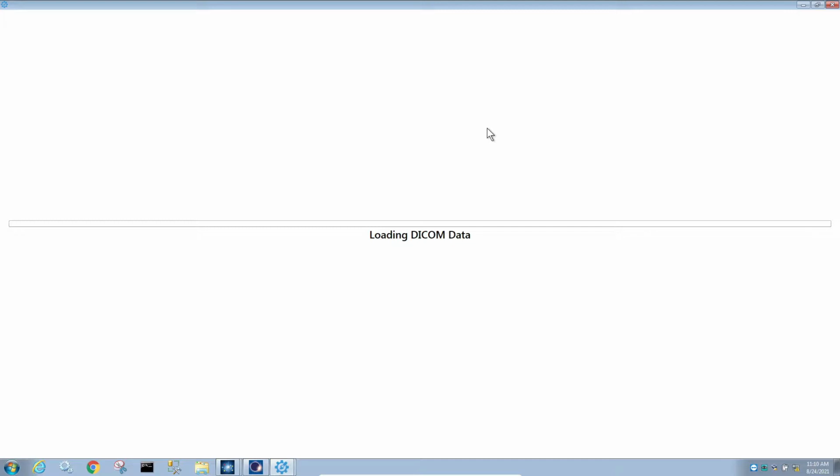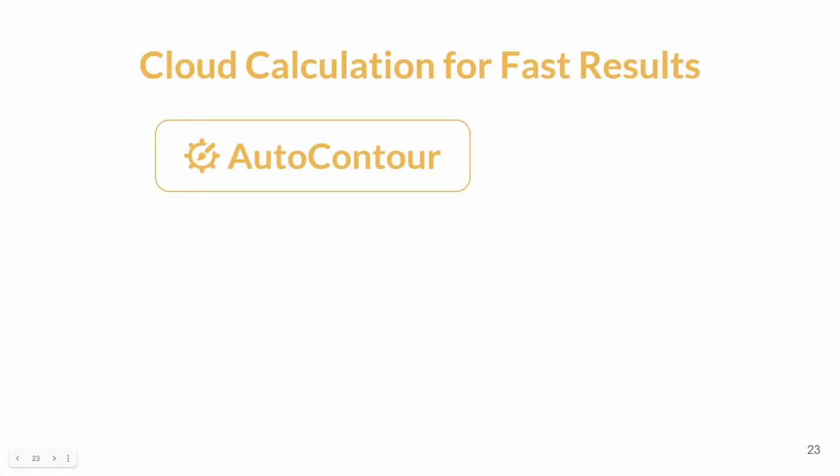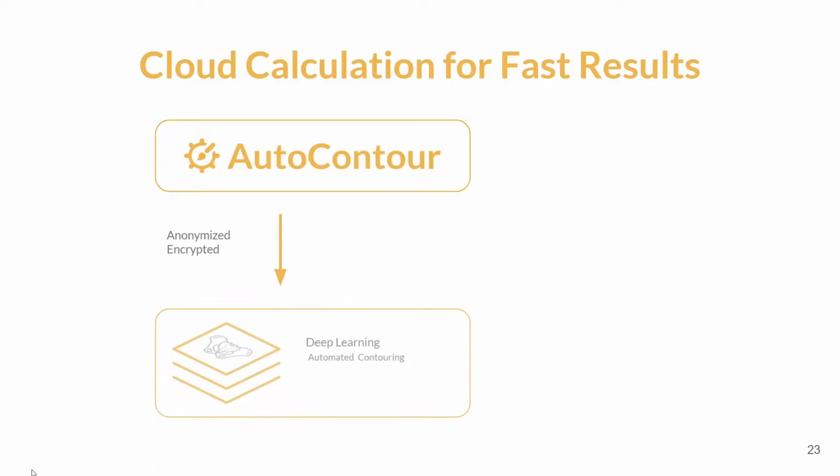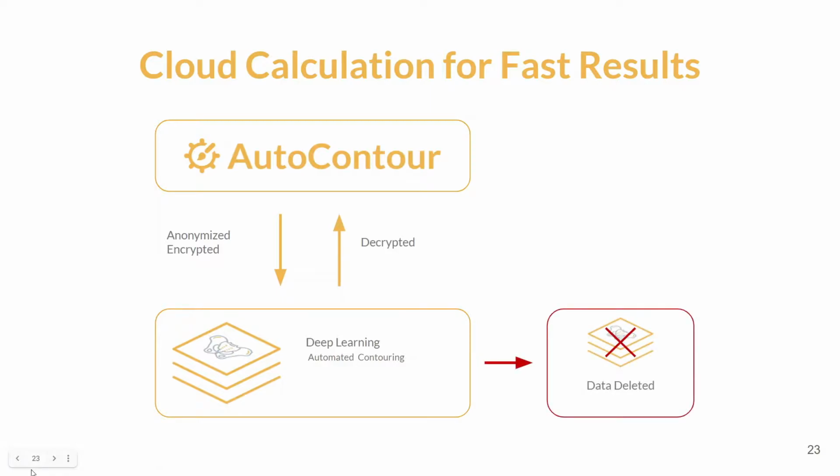So at this stage, AutoContour is packaging up all of that DICOM information and sending it off to the cloud for contouring. Before it does that, it does strip it of all PHI and then securely sends it for the contours. Once everything is contoured on the cloud, the contours come back, reconnect with the patient on your local computer, and then everything that we do in terms of review, contouring, things like that are done locally. That DICOM data is then deleted from our cloud. We do not keep it.